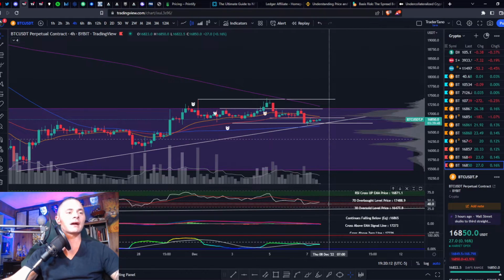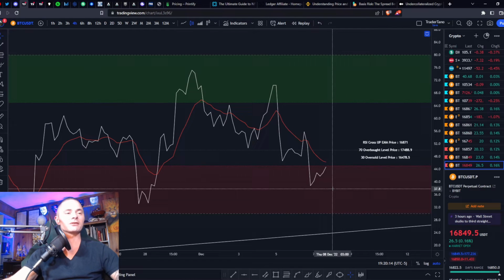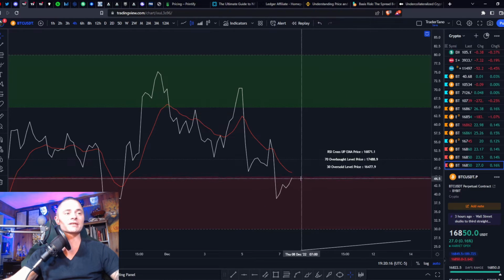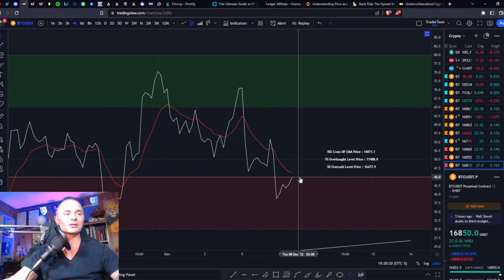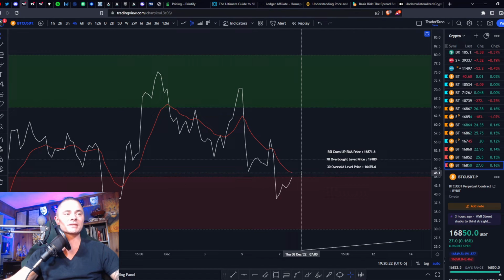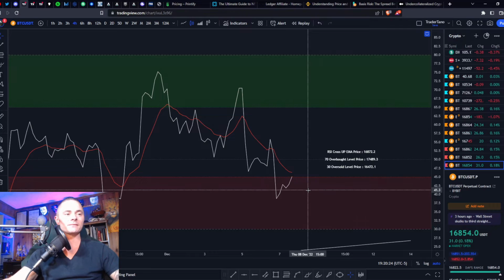Here on your 4-hour RSI, you're still in the bearish control zone. You're going to have major resistance right here because your signal line's coming down. You got the top of your bearish control zone. You're going to have heavy resistance, all right?